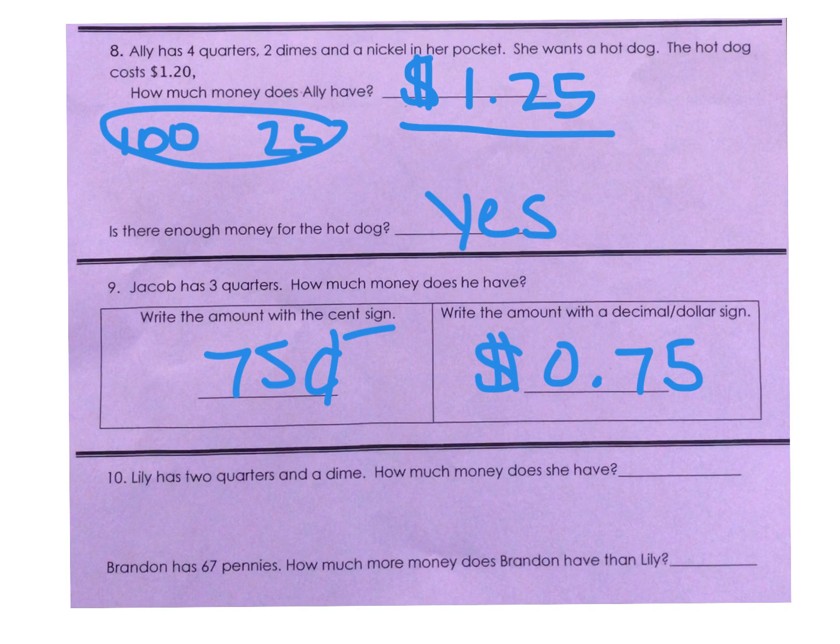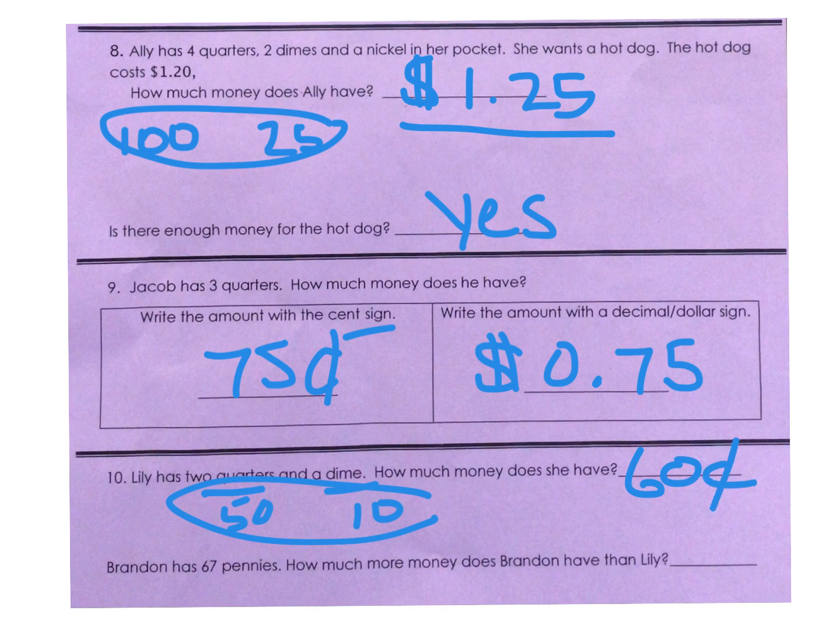Let's take a look at the last one. Lily has 2 quarters and a dime. How much money does she have? 2 quarters and a dime. That's 50 and 10, right? So it's 60 cents. She has 60 cents.